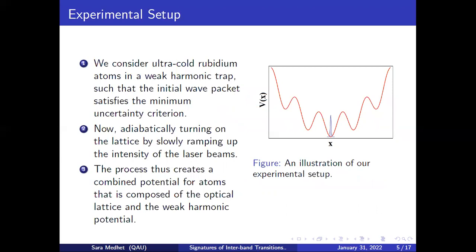Now, in our case, we have considered cold rubidium atoms in a weak harmonic trap, such that the initial wave packet satisfies the minimum uncertainty criteria. Then we turn on the lattice adiabatically by slowly ramping up the intensity of the laser beam. The process creates a combined potential of the optical lattice and the parabolic trap.